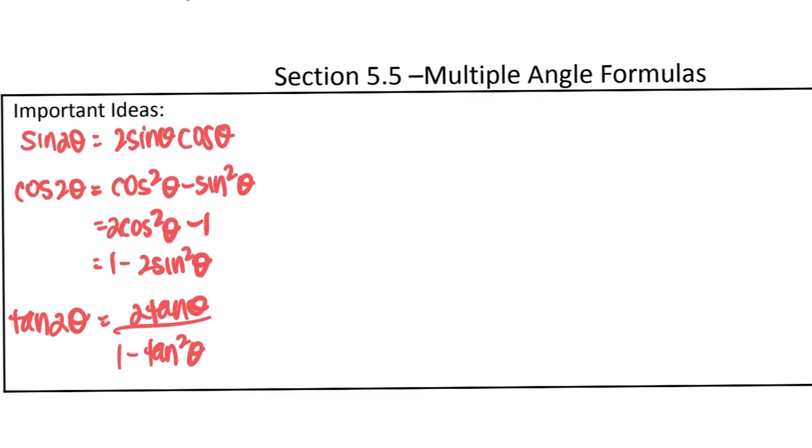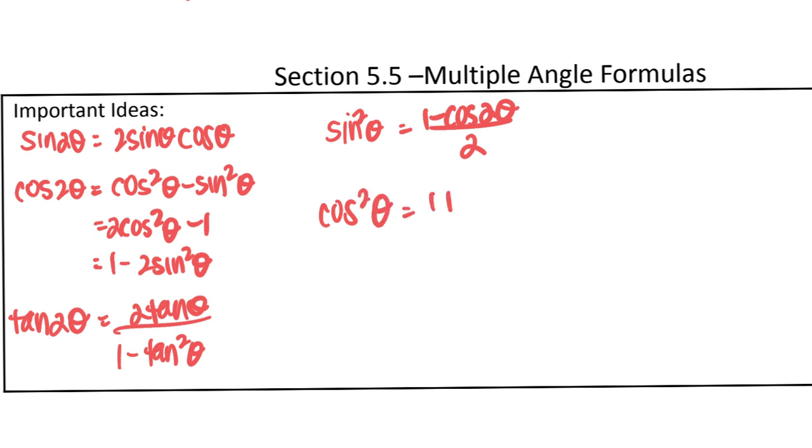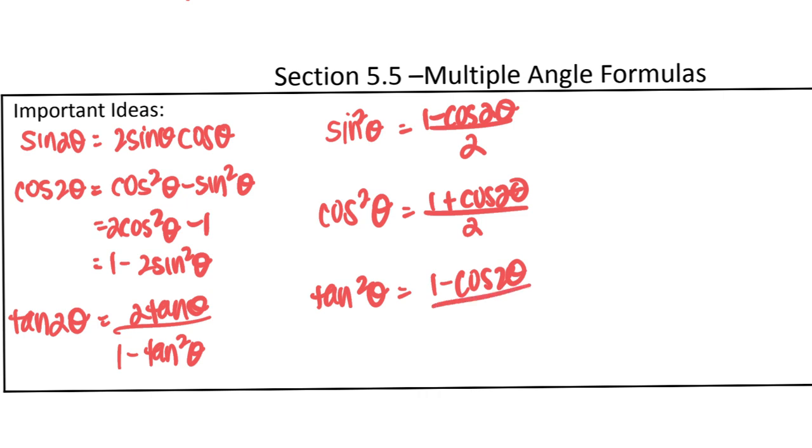All right, here are the extra formulas that we didn't have time to derive, but I'm going to give them to you anyway. Sine squared of theta is 1 minus cosine 2 theta over 2. These are actually taken from the Pythagorean identities. Cosine squared theta is 1 plus cosine 2 theta over 2, and tangent squared of theta is 1 minus cosine 2 theta over 1 plus cosine 2 theta.